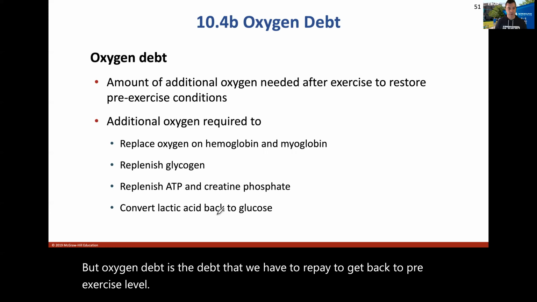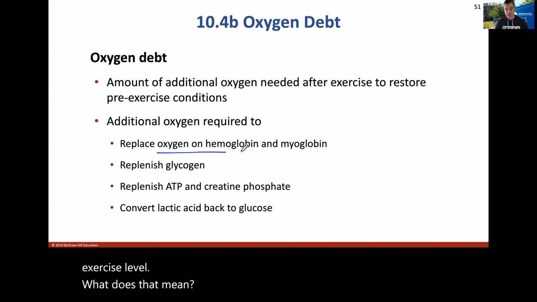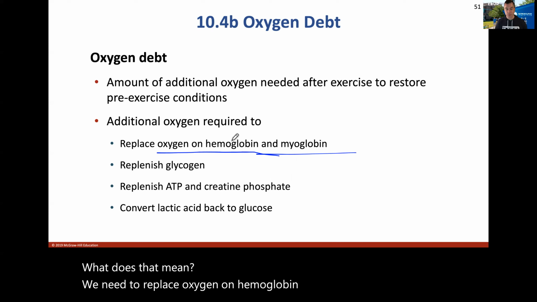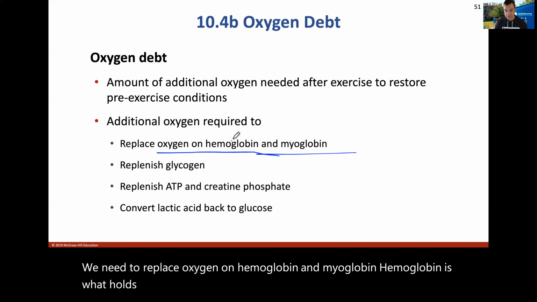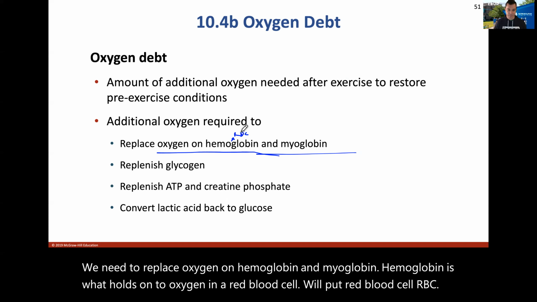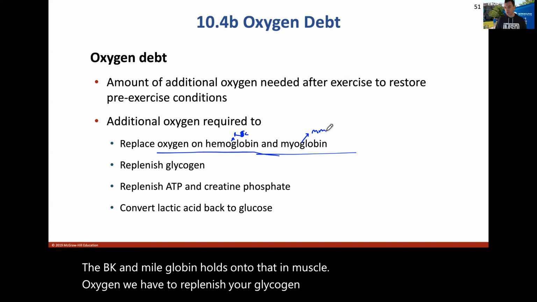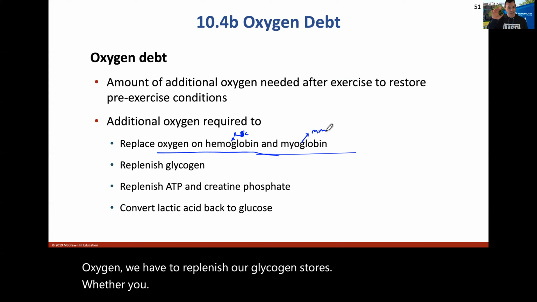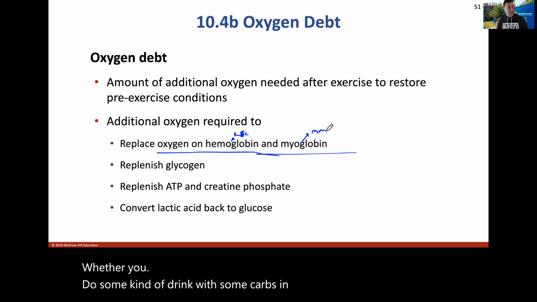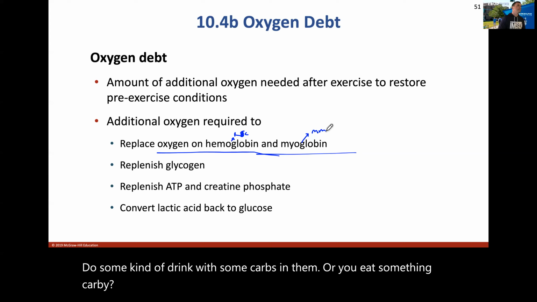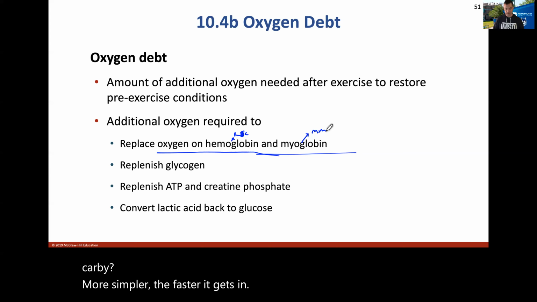What does that mean? Well, we need to replace oxygen on hemoglobin and myoglobin. Okay, hemoglobin is what holds onto oxygen in a red blood cell. I'll put red blood cell, RBC. Okay, and myoglobin holds onto oxygen in muscle. We have to replenish our glycogen stores. Whether you do some kind of drink with some carbs in them, or you eat something carby, the simpler it is, the faster it gets in to replenish those glycogen levels.